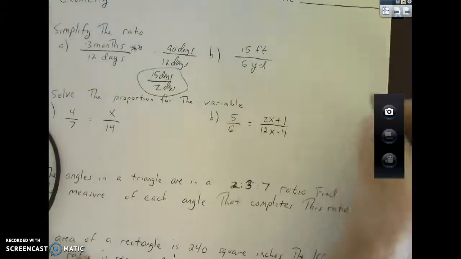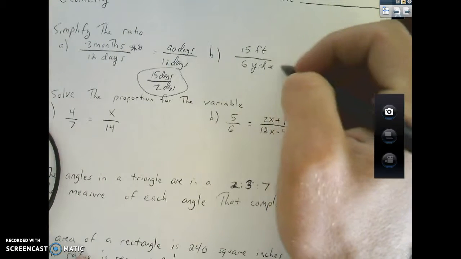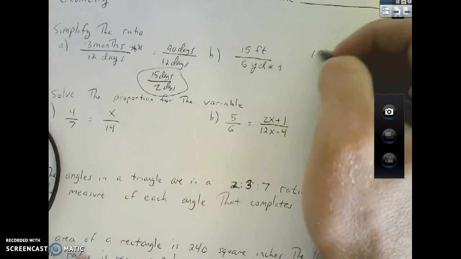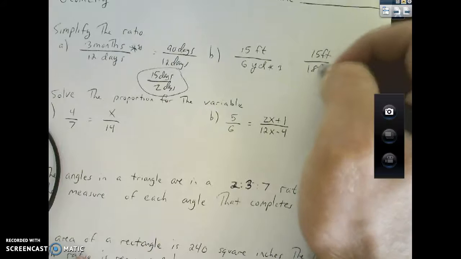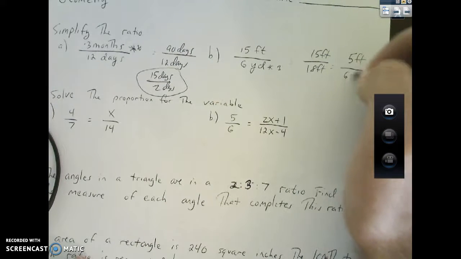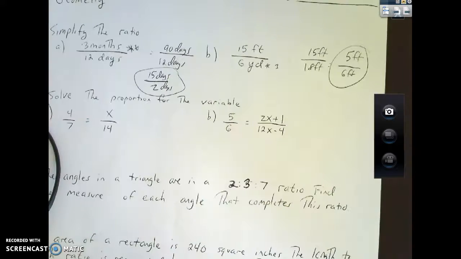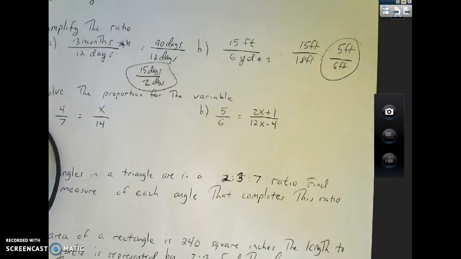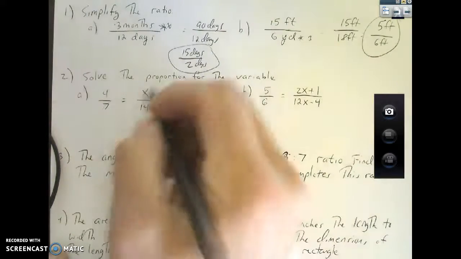For 15 feet and 6 yards, I know there are 3 feet in a yard, so I can multiply by 3. 15 feet over 18 feet, top and bottom are divisible by 3. 5 feet over 6 feet. We're all set. Okay? So again, any unit conversions you'll need for this test, I will happily put on there for you guys.